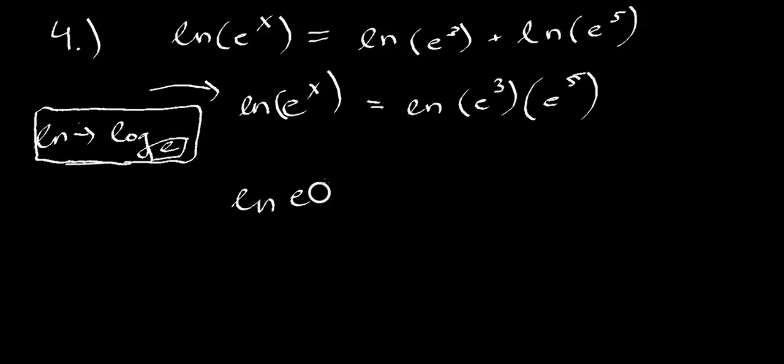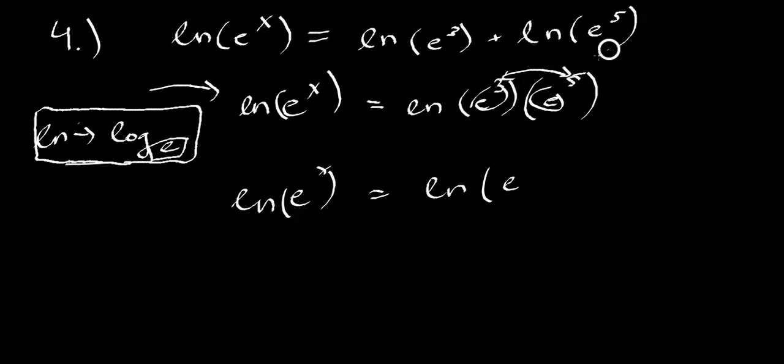Now, see here, we got the same base, right? So we just take one of these, and what will be the exponent? Well, multiplying, you have to add, right? So we're really going back to this. We are adding now. 3 plus 5 is 8. So natural log of e to the 8th power.